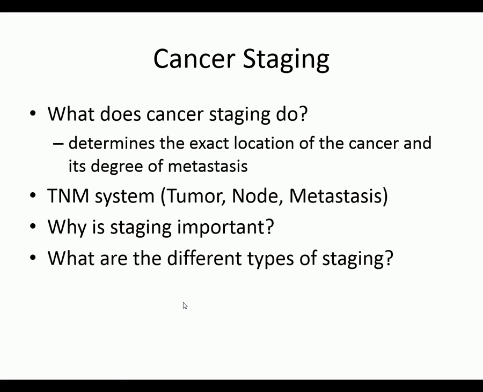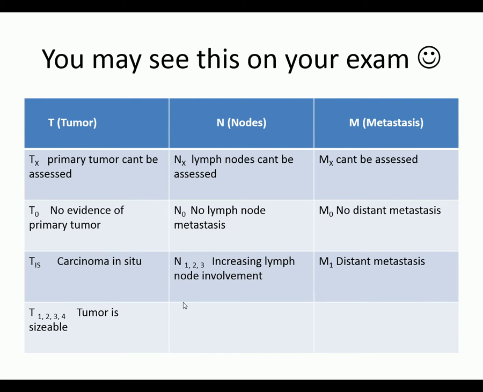And so what are the different types of staging? This is important for you to know. This slide says you may see this on your exam. I would just suggest that you know it. So T for tumor. If it's TX, that's going to be primary tumor that can't be assessed. T0 is going to be no evidence of primary tumor. TIS is for carcinoma in situ. And T1 through 4 mean that the tumor is sizable.